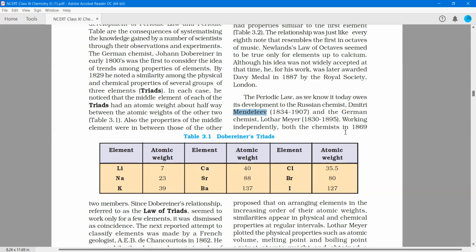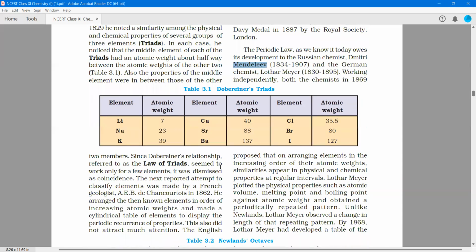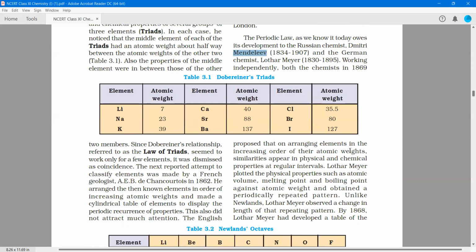So they were working independently in different places, and both were studying the periodic properties and were trying to make the periodic table. So both the chemists in 1869 proposed that on arranging elements in increasing order of their atomic weights, similarity appears in physical and chemical properties at regular intervals. So it is a broad statement to say. So when you arrange the elements in their increasing atomic weights, you will get the physical and chemical properties similar at regular intervals.